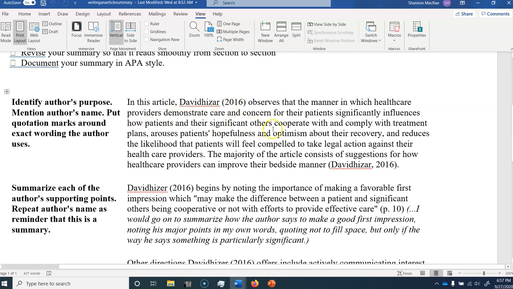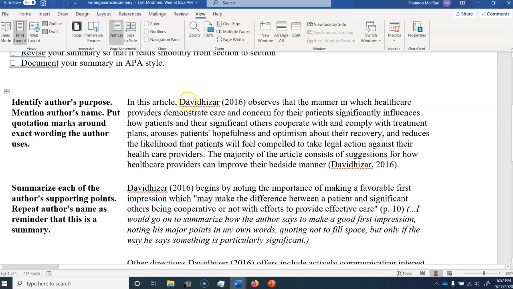Let's take a look, though, at what the actual summary has been written. We haven't read this article, so we're going to read it and try to get a sense of what the longer article was about. So this student begins, in this article, David Azar, that's the author's last name, 2016, observes that the manner in which healthcare providers demonstrate care and concern for their patients significantly influences how patients and their significant others cooperate with and comply with treatment plans, arouses patients' hopefulness and optimism about their recovery, and reduces the likelihood that patients will feel compelled to take legal action against their healthcare providers.